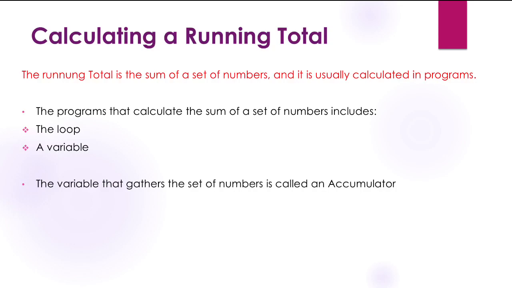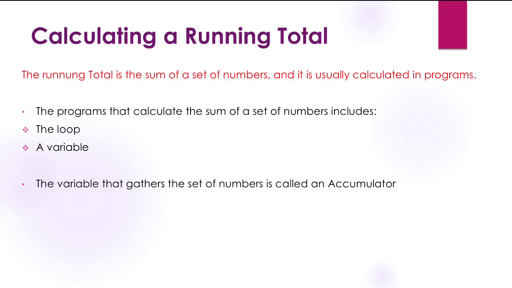A very important part of the for each loop is calculating the running total. The running total is the sum of a set of numbers, and the running total is usually calculated in programs. The programs that calculate the sum of a set of numbers include two elements, which are the loop and the variable. The loop element reads each number in a set of numbers that are being added to the loop, and the variable element accumulates the total of the numbers as they are added to the loop.